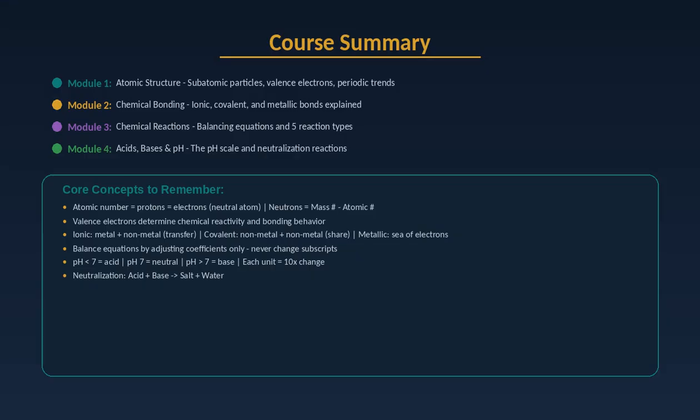Let's recap what we've covered. In Module 1, you learned about atomic structure, valence electrons, and periodic trends. Module 2 explored ionic, covalent, and metallic bonding. Module 3 covered balancing equations and 5 reaction types. And Module 4 introduced the pH scale and neutralization reactions. These concepts form the foundation of all chemistry.